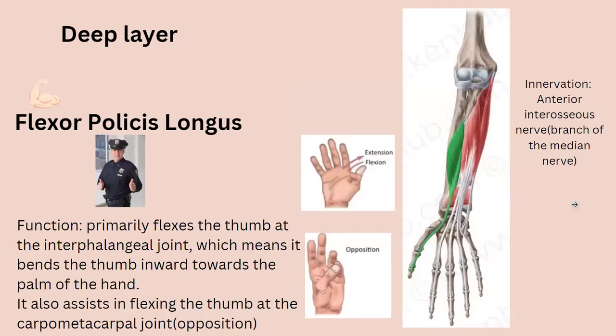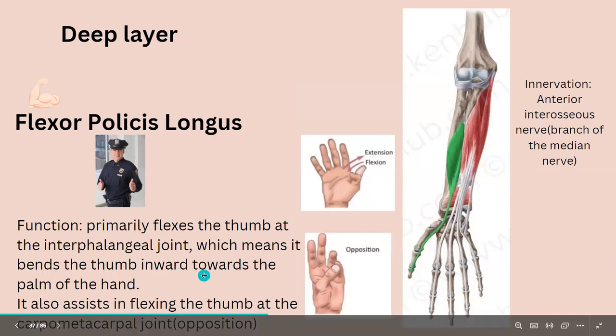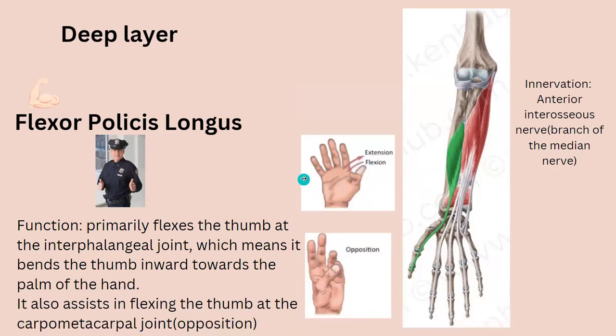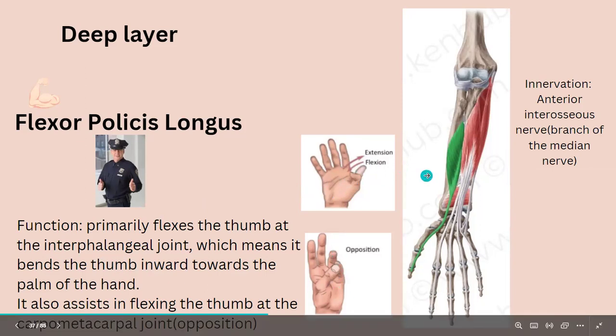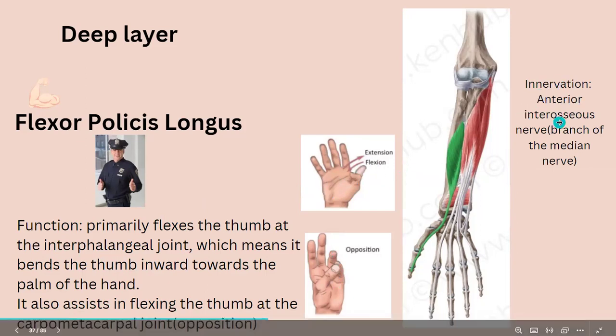Now, flexor pollicis longus. Flexor means flexing. Pollicis does not actually mean a policeman. It actually means a thumb. And longus means the long muscle. Now, the function primarily flexes the thumb at the interphalangeal joint, which means it bends the thumb inward towards the palm of the hand. It also assists in flexing the thumb at the carpometacarpal joint. Now, this right here is opposition, and this right here is flexion. So two main functions, opposition and flexion. Again, innervated by the anterior interosseous nerve.